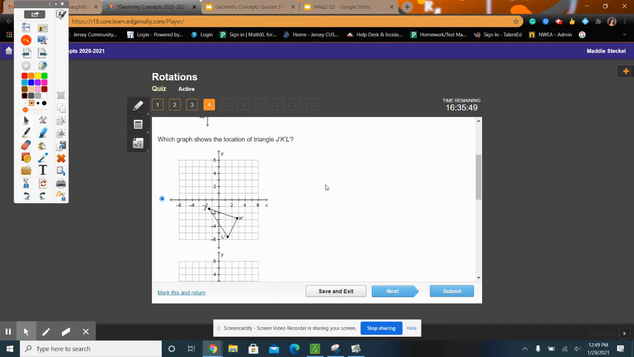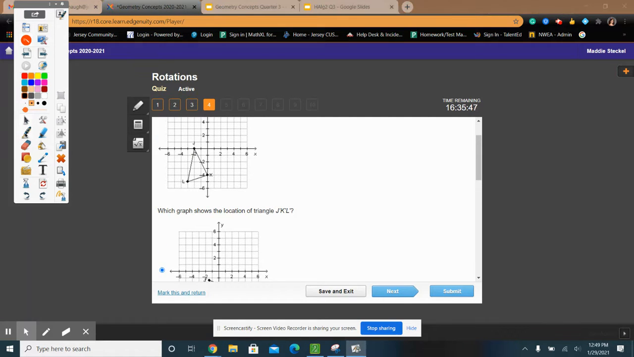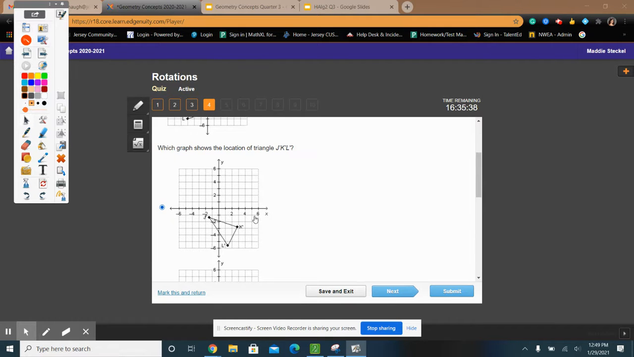Let's see if we're right though by checking another point. If I take K and I go 45 degrees, it'll be here and here. K will have to be in the middle of quadrant 4, and that looks like where this would be in the middle of quadrant 4. I feel like that's the correct answer.